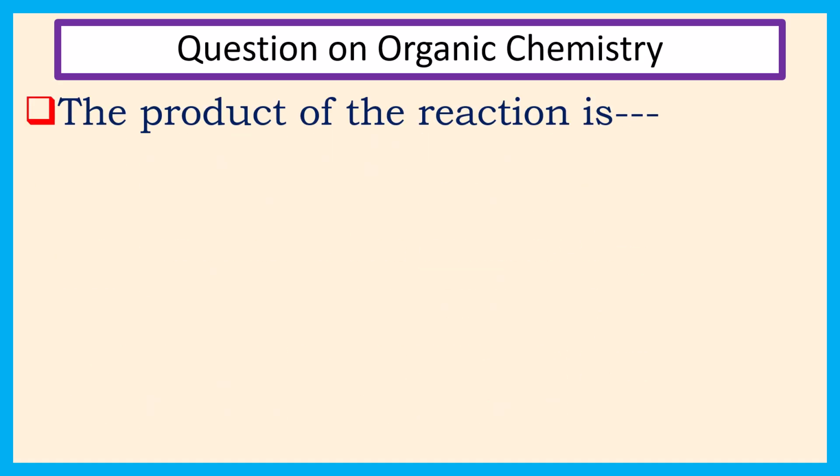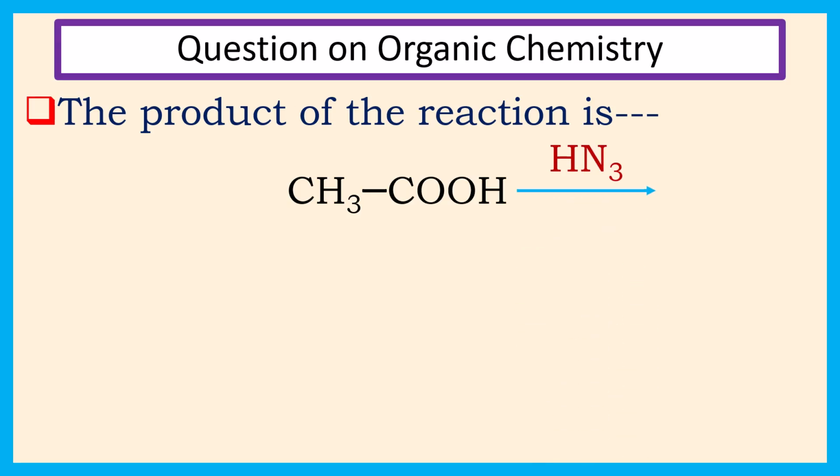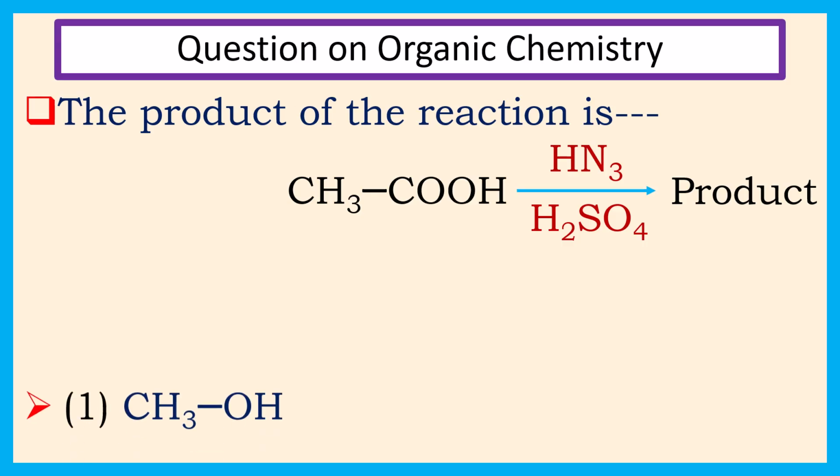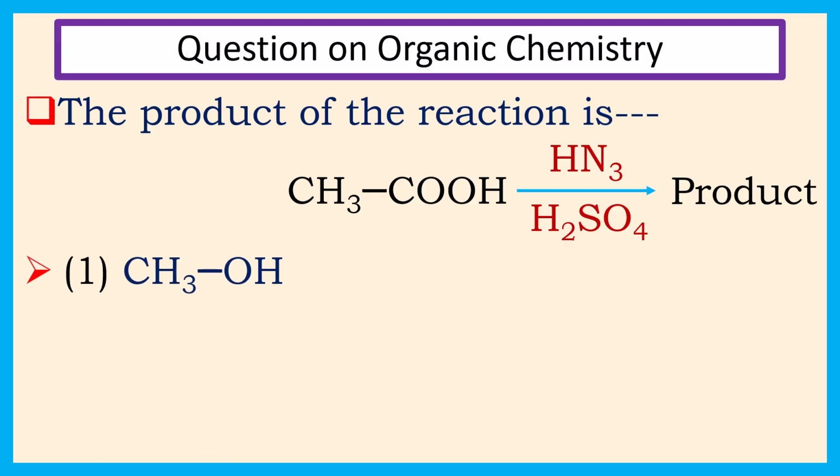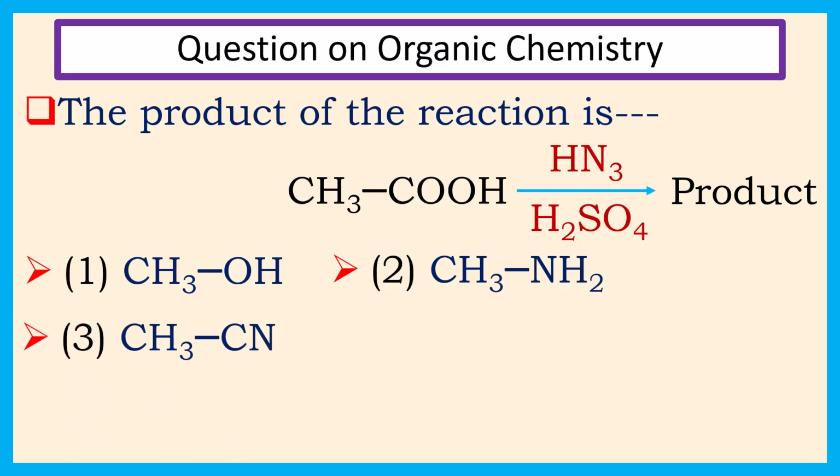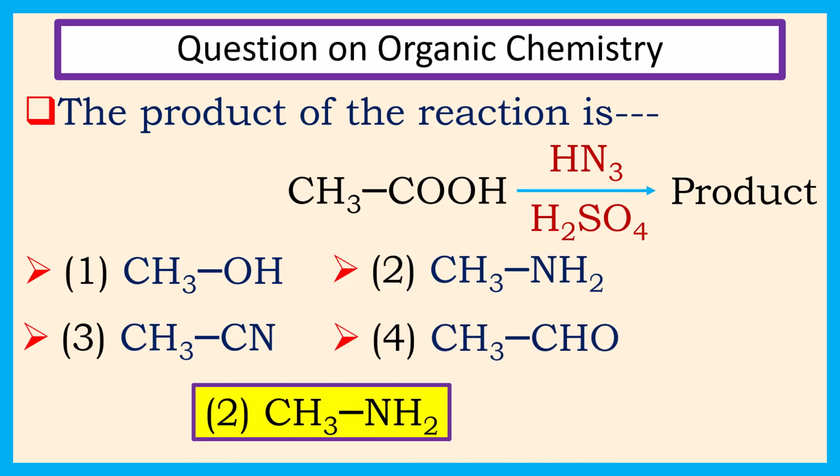Question on organic chemistry. The product of the reaction is when acetic acid reacts with HN3 in the presence of H2SO4. Product choices are 1. Methanol, 2. methylamine, 3. methyl cyanide, 4. acetaldehyde. Answer is 2. Methylamine. Explanation we will see in the next slide.